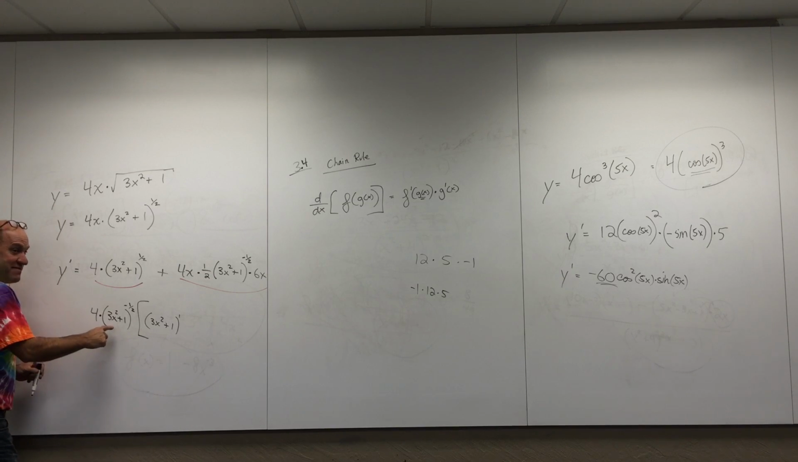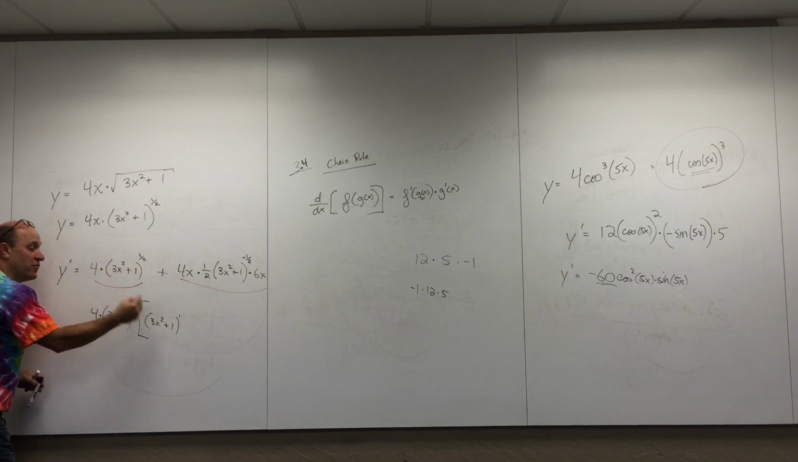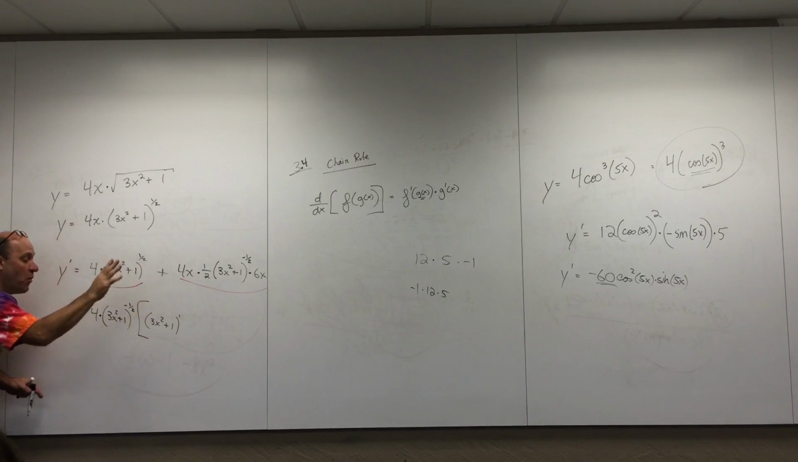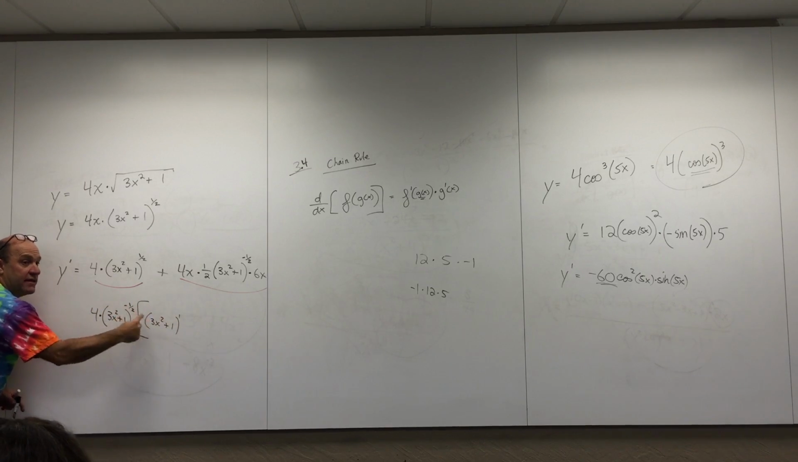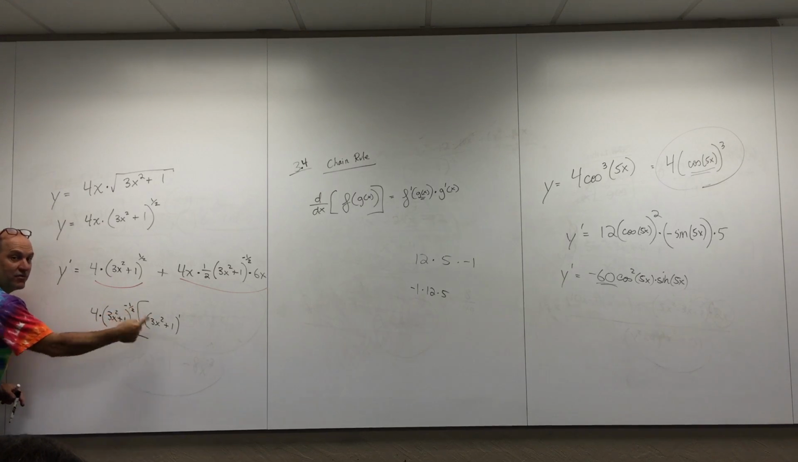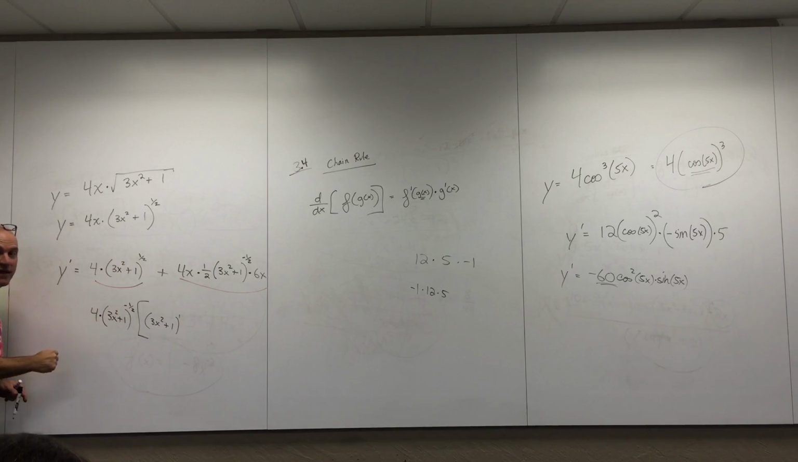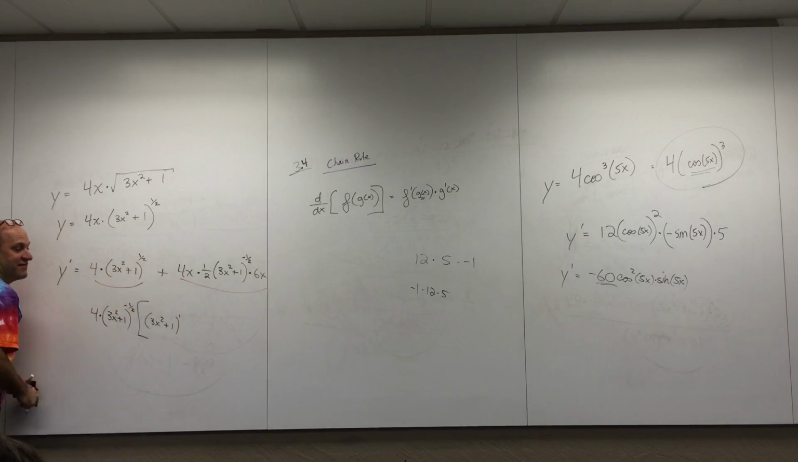You guys with me? When you factor 3x squared plus 1 to the negative 1/2 out of 3x squared plus 1 to the 1/2, you're left with 3x squared plus 1 to the first. If you don't believe me, multiply it back, add exponents, and what do you get? You get that. You've got to know how to add fractions. Negative 1/2 plus 1 is a 1/2.